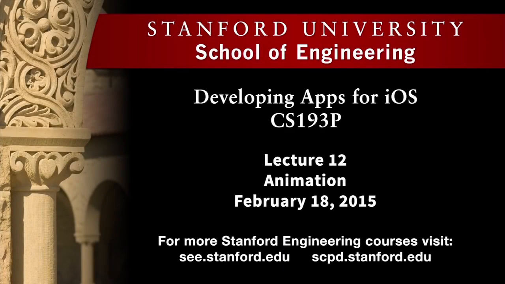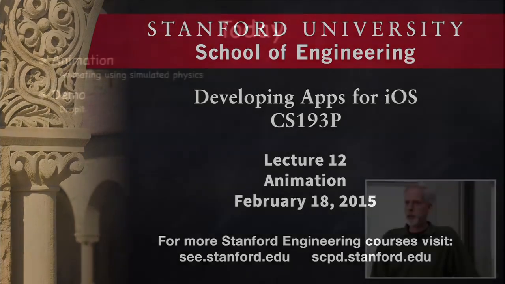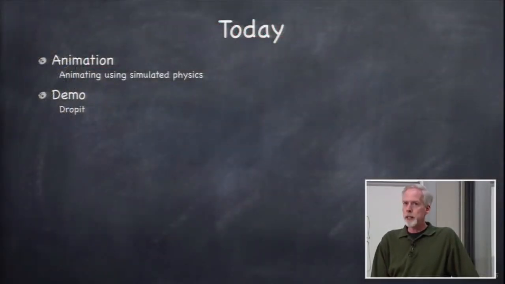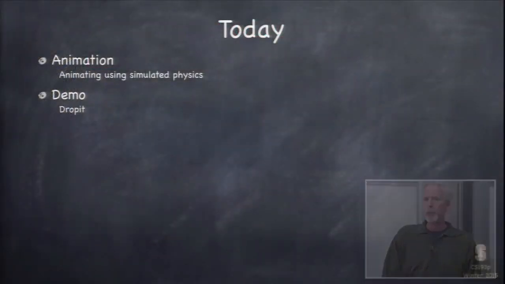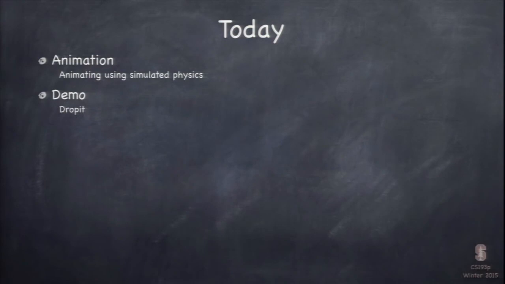Okay, well, welcome to Lecture 12 of Stanford CS 193P, winter of 2015. Today we're going to talk about a different kind of animation than we talked about last week, which is physics-based. It's called dynamic animation, and then I'm going to do a big demo of that, which is called Drop It.